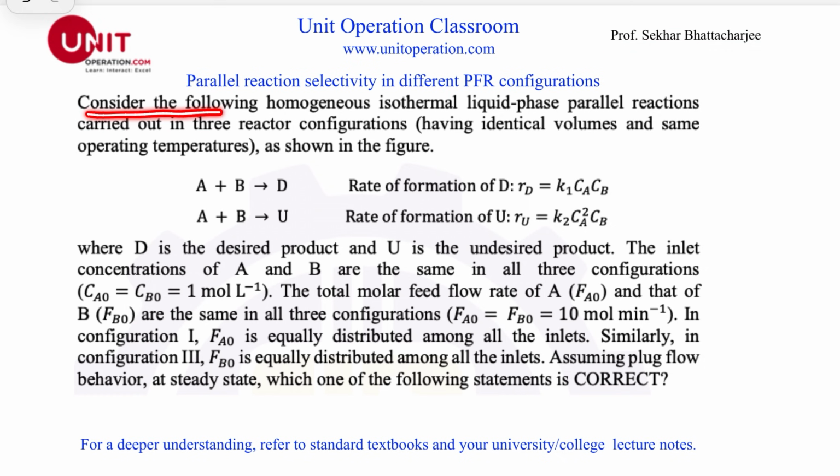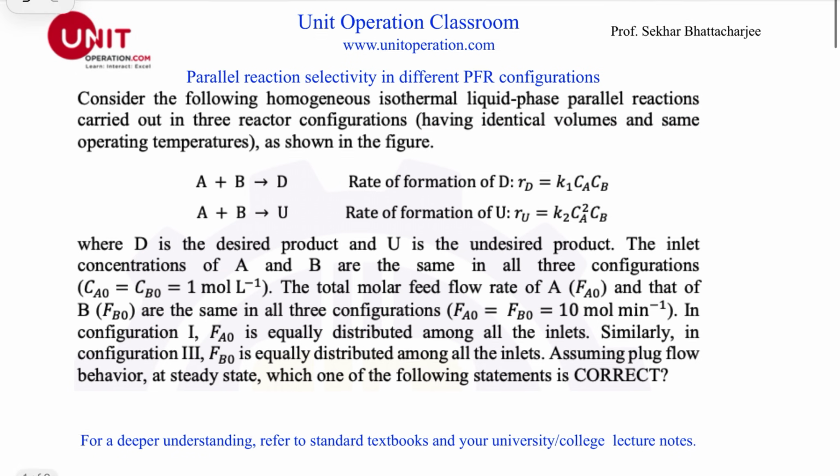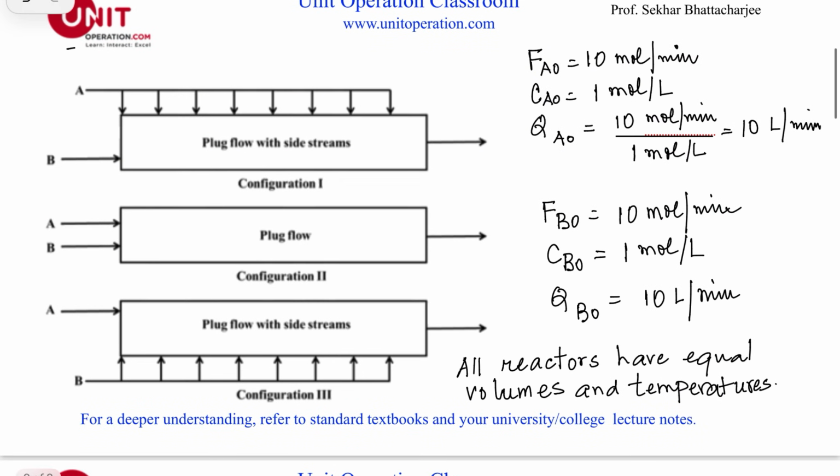Consider the following: homogeneous, isothermal, constant temperature, liquid phase, no change in volume. Parallel reactions are carried out in three reactor configurations. We will see what those reactor configurations are. All three reactor configurations have identical volume and the same operating temperature. Okay, what are those configurations?